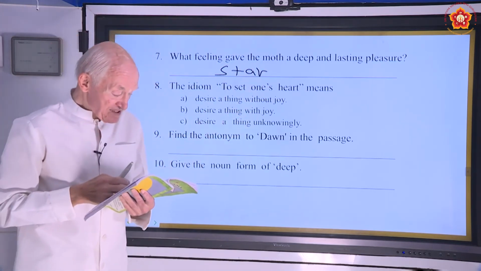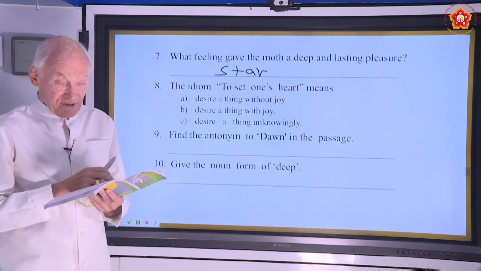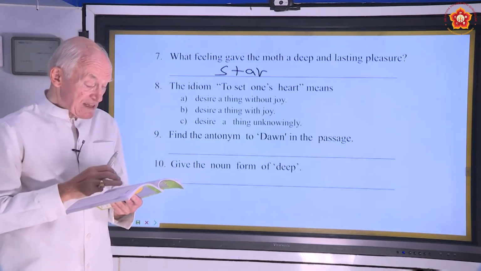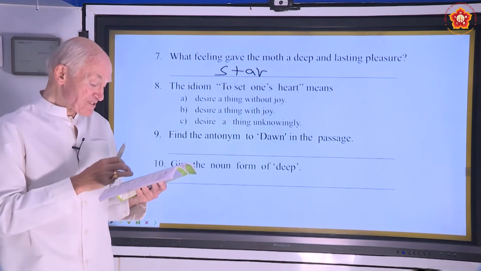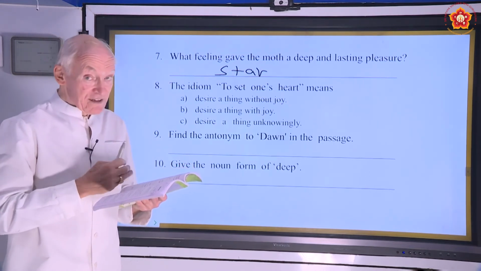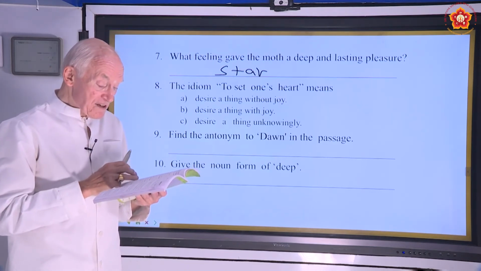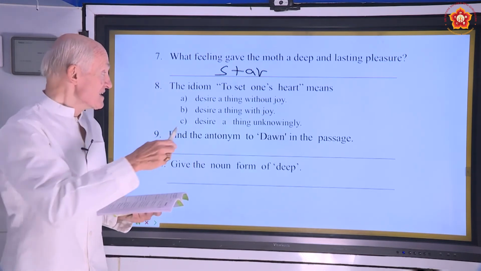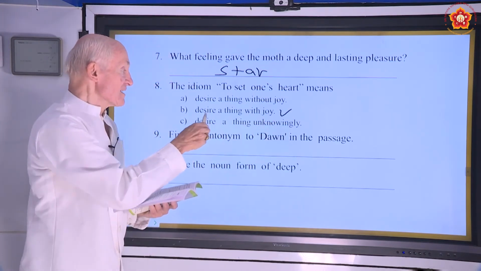Then we go into some vocabulary. Number 8, the idiom, okay, this is a set of words. It has a different meaning than the actual words. To set one's heart means, there's 3 options here, to desire a thing without joy, to really desire a thing with joy, or to desire a thing unknowingly. Well, this moth knew what he wanted. He wanted the star. So number B is the right answer. He desired a thing with joy.